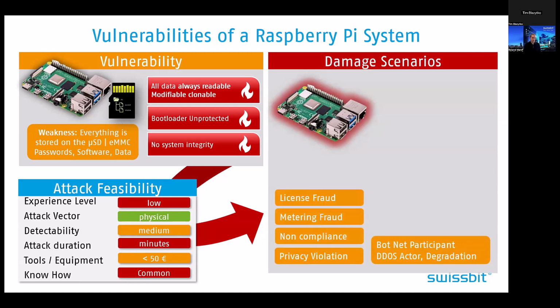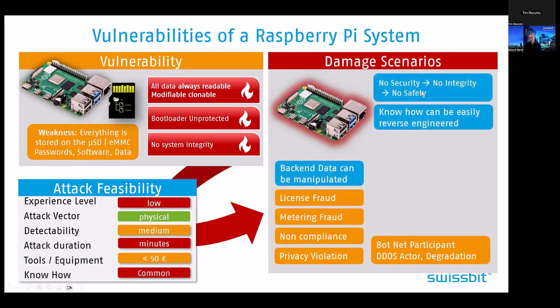And the damage scenarios could be many. It could be license fraud, metering fraud, or privacy violations. Maybe somebody just adds a binary to become part of a botnet. Also, talking about safety: if this thing stores or controls some safety mechanism, then because of the lack of security and integrity, you cannot guarantee the safety anymore. So it is not part of maybe your safety case that security might be a problem here, not just errors in your components or your input data.